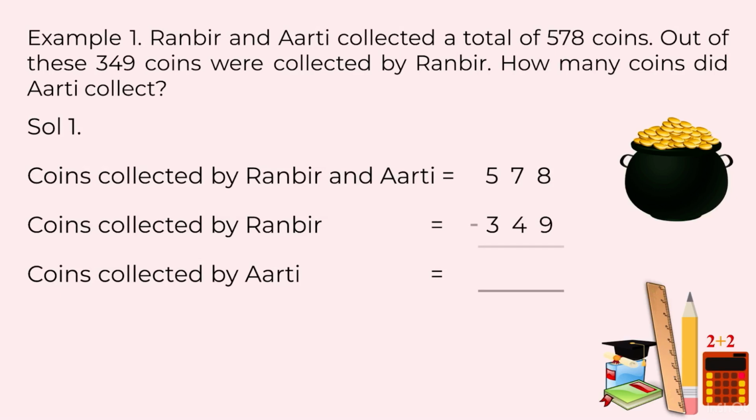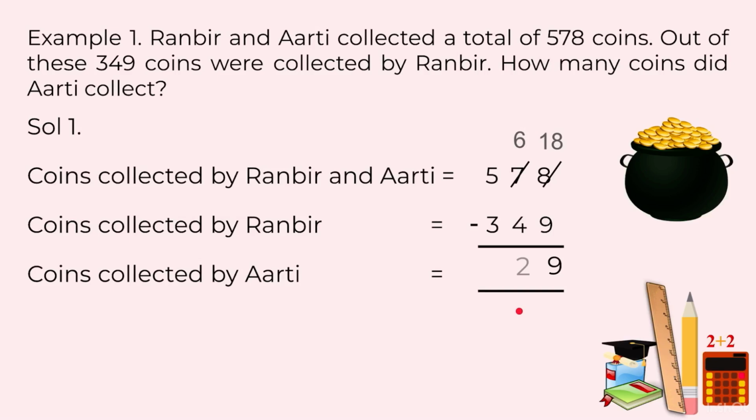So we will subtract. Now to subtract, we start always from the ones column. 8 minus 9. We cannot do 8 minus 9. So we will borrow from the neighbor 7. We will cut 7, write 6 on top. We will cut 8, write 18 on top. 18 minus 9 will give us 9.